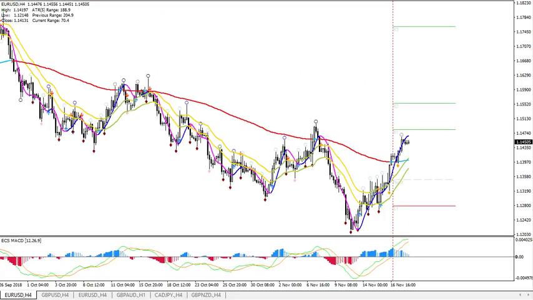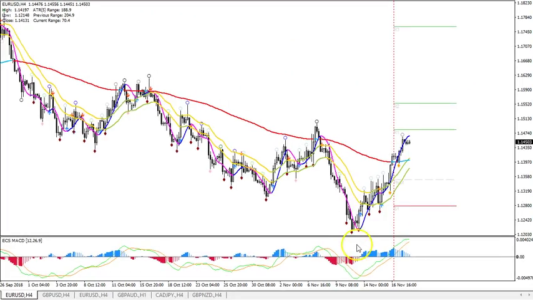So the 4-hour chart here on the euro dollar and price is moving up quickly. A lot of bullish momentum after the false break below 113. Price is rising quickly above 113, and I think that this is looking like a bigger bullish reversal. The question is when and where and how far. So let's take a look.